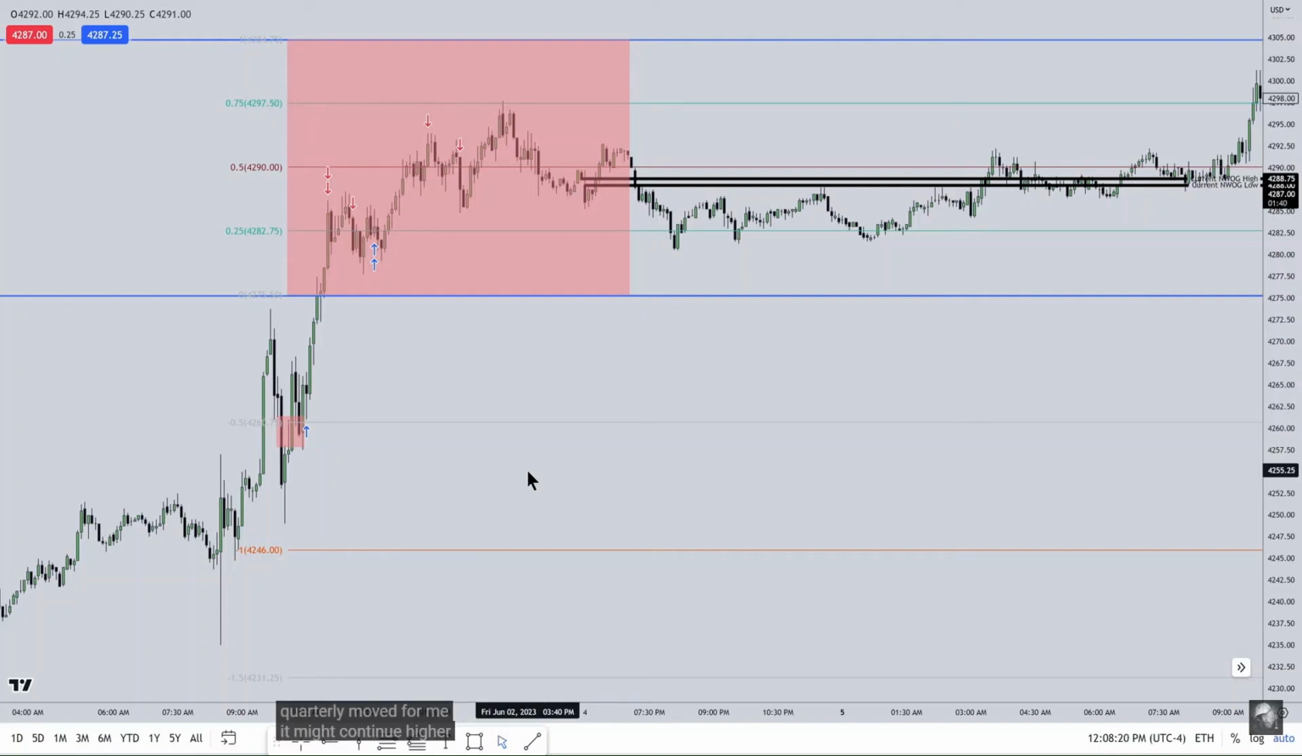So I sit still and I let the market then dictate to me what I want to do next, because it's already done its quarterly move for me. It might continue higher or it might reverse. At this point, I don't have an opinion that's hardline enough for me to say I'm going to take a trade in this direction. I don't have a target next.